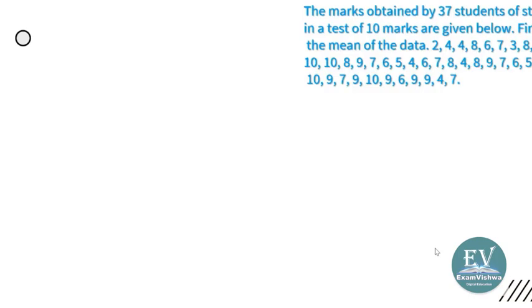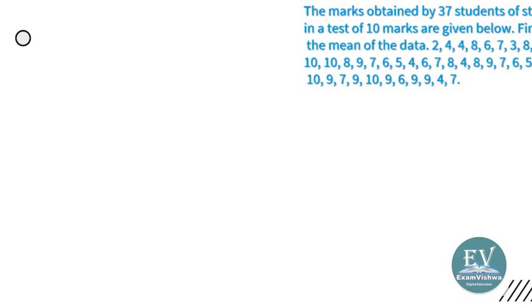Look, the marks obtained by 37 students of standard 8 in a test of 10 marks are given below. Find the mean of the data. Mean means you have to find the arithmetic mean. 2, 4, 4, 8, 6, 7, 8, 3, 8, 9, 10, 10, there are many who got 10, 8, 9, etc. 7, 6, but there is nobody who got 0 marks, and no 1 mark. Okay, these are the marks. You are asked to find the mean.